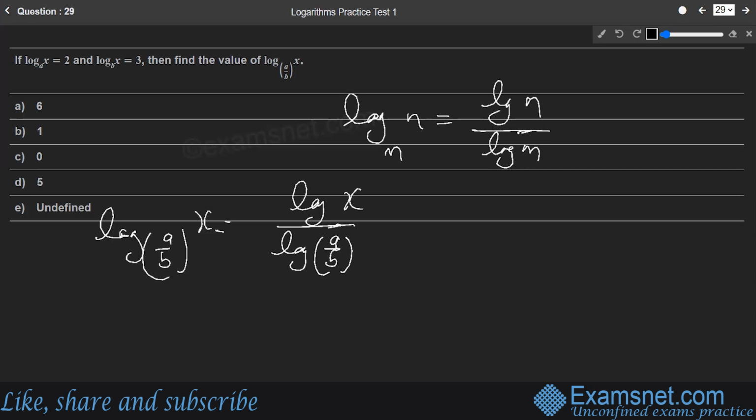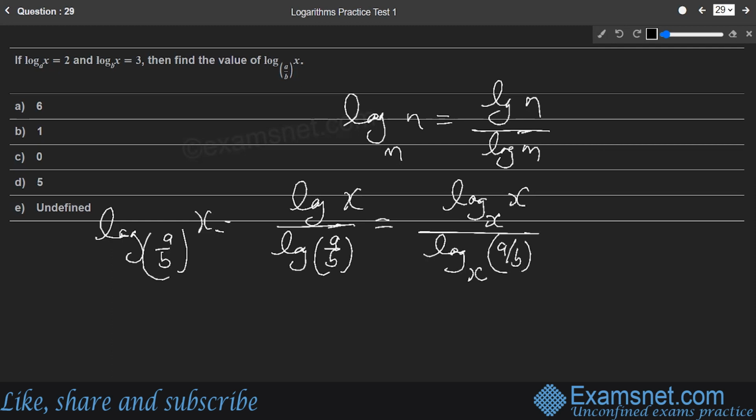This is the first step that has been done, which can be further written as, now, the bases are not given to us, so we can assign any base to them, and the assigned base should be common in the numerator and denominator both. So let us assign the base as x to both. It will be log base x of x in the numerator, and in the denominator log base x of a/b.